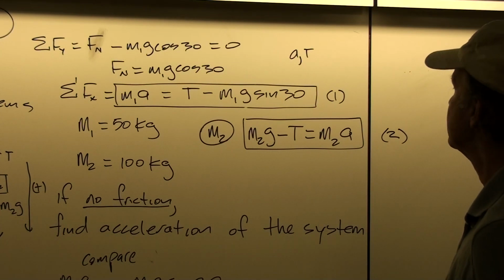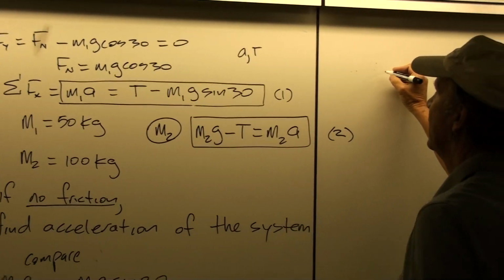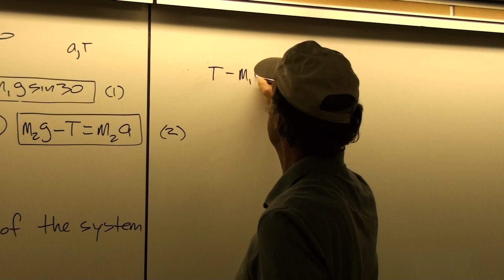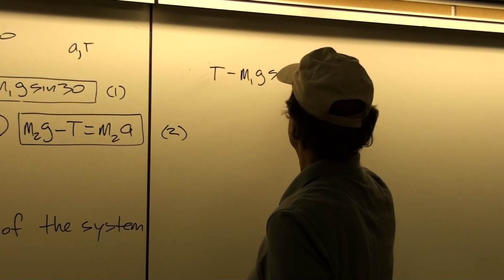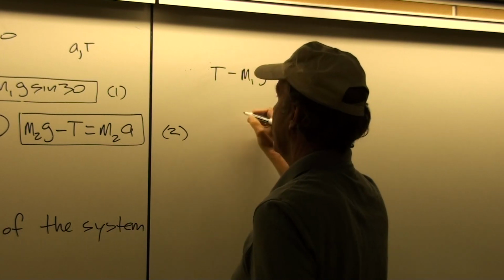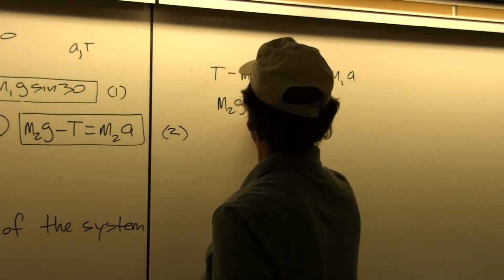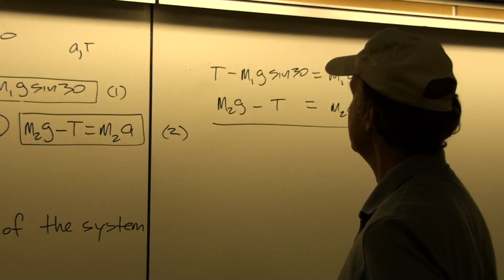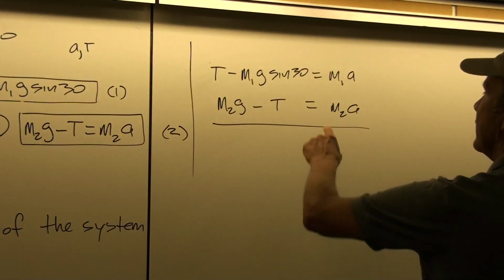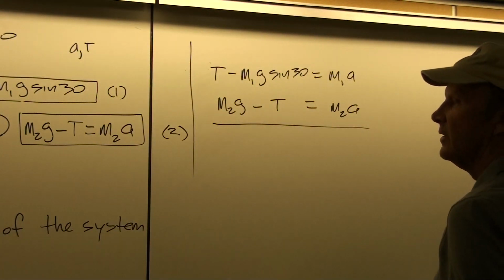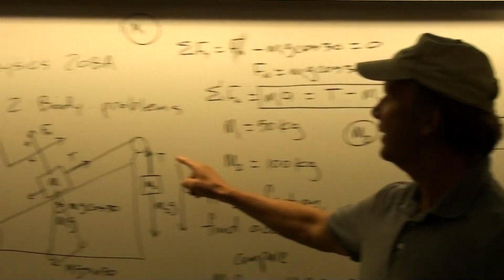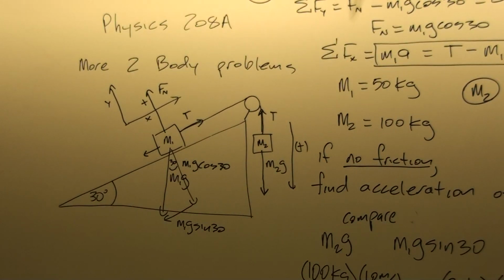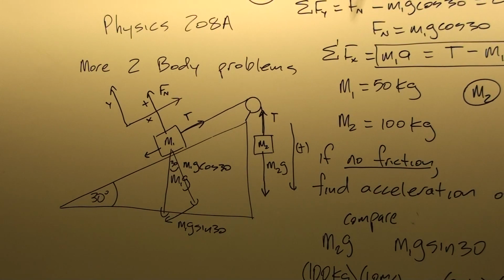And if we just add the equations together, let me just write them over here next to each other in the same basic form. T minus M1g sine 30 equals M1a, and M2g minus T equals M2a. And then we just add these equations together, and the coupling tensions are always going to cancel if you've got it set up so that the positive direction is the direction of motion. As long as you've defined it that way, then you're in good shape.